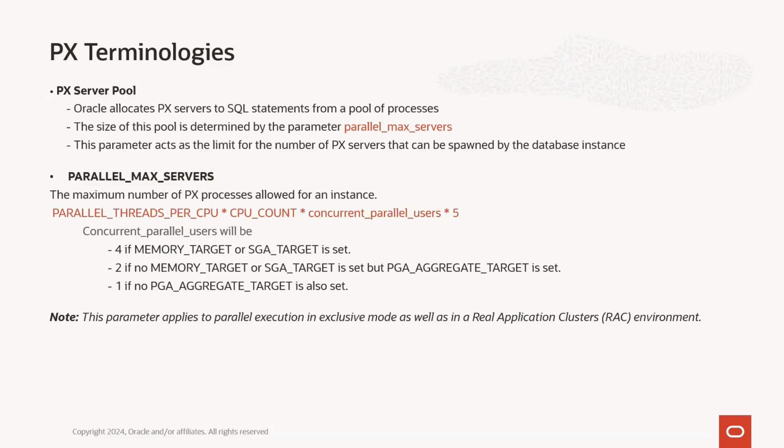So parallel_max_servers is the limit that can be spawned in that particular database. For example, if you define parallel_max_servers as 100, then 100 parallel slave servers can be spawned during the PX operations. The parameter applies to parallel execution in exclusive mode as well as in Real Application Clusters.